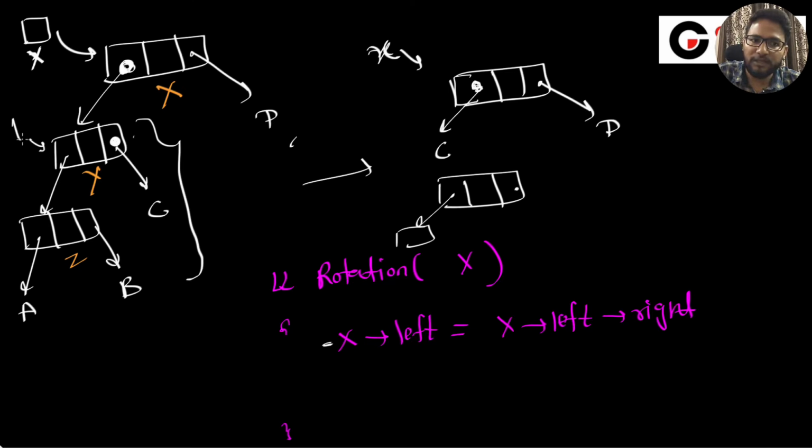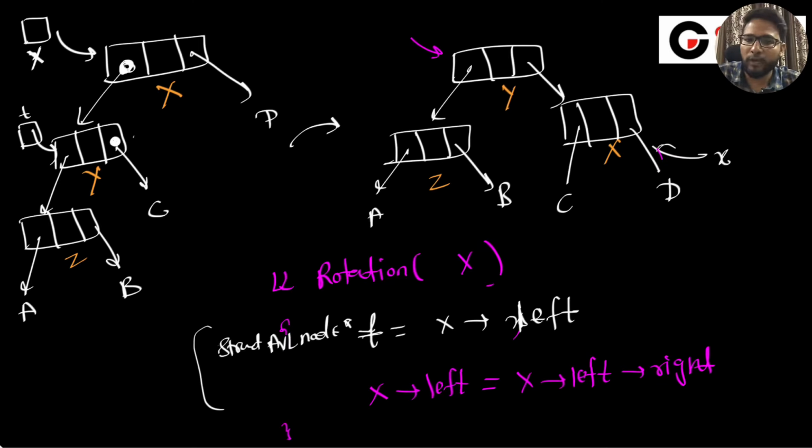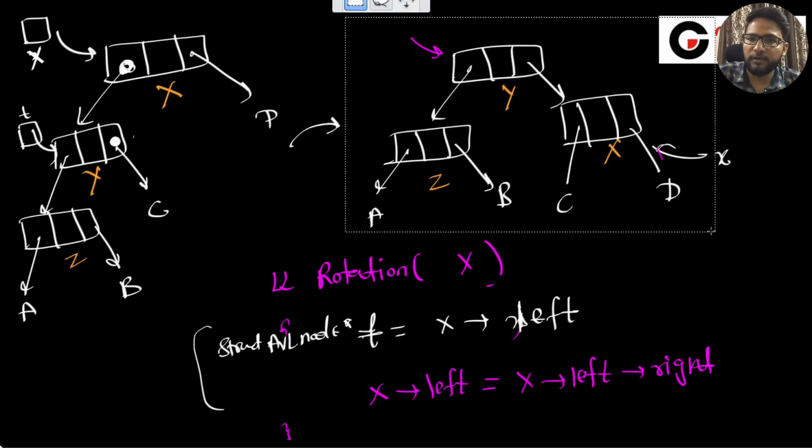So I'm saying that t is a pointer which is pointing here and x is currently here. So after these two lines, can you tell me what's the status of the tree after these two lines? Just tell me without watching the video. You can pause the video and tell me what is happening after these two lines. Let me just delete it.